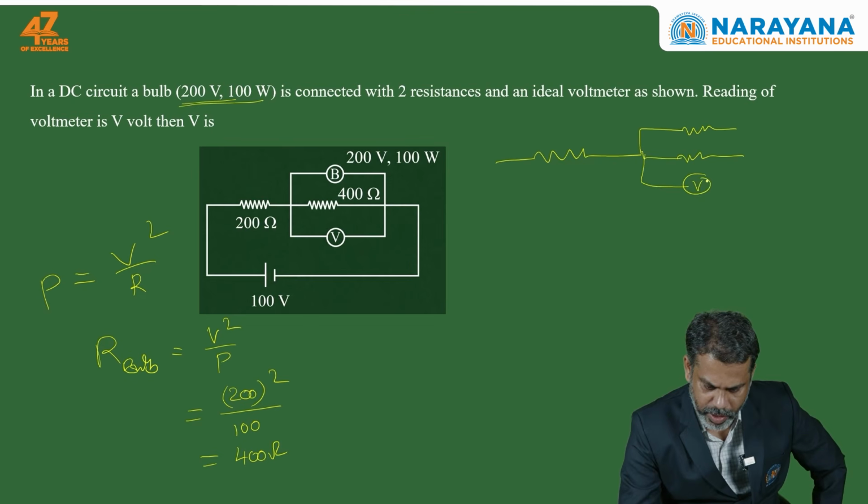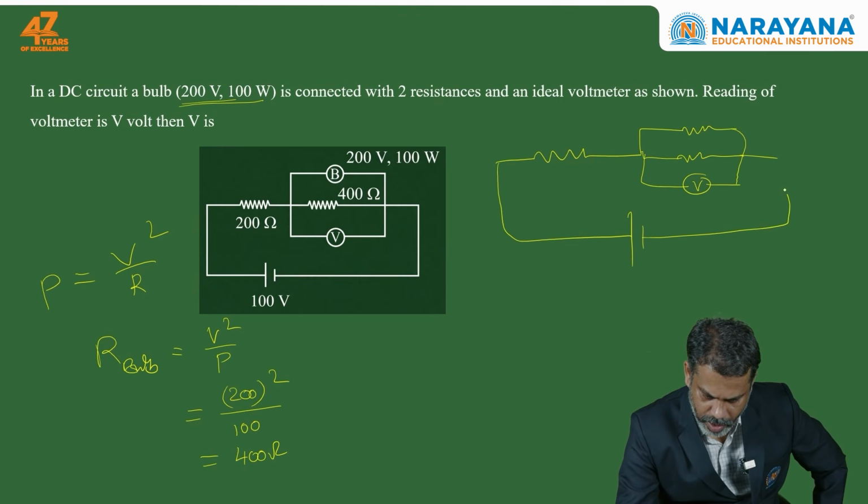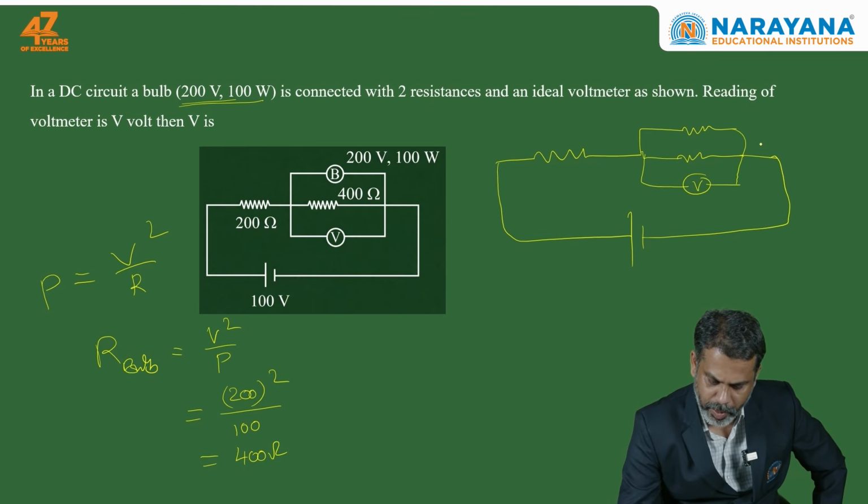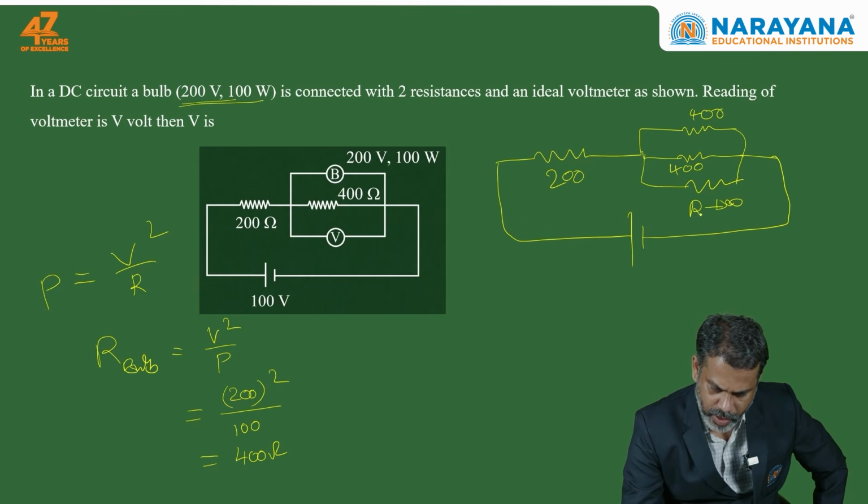And this is the voltmeter. An ideal voltmeter can also be replaced by a resistance. If you remember, what is the ideal voltmeter resistance? Infinity. This is 200, this is 400. Yeah, this is given 400. This R tends to infinity, R_V, ideal voltmeter, and this is 100.